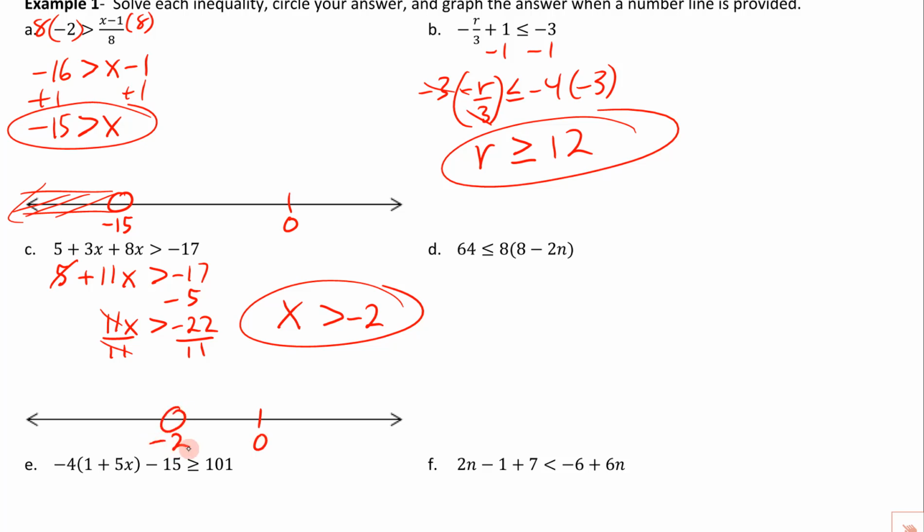So here's 0. Here's negative 2. We're going to leave it open because there's no equal to, and it says x is greater than negative 2. So we are going to shade this direction right here. We're going to shade to the right. Go ahead and fill that in.